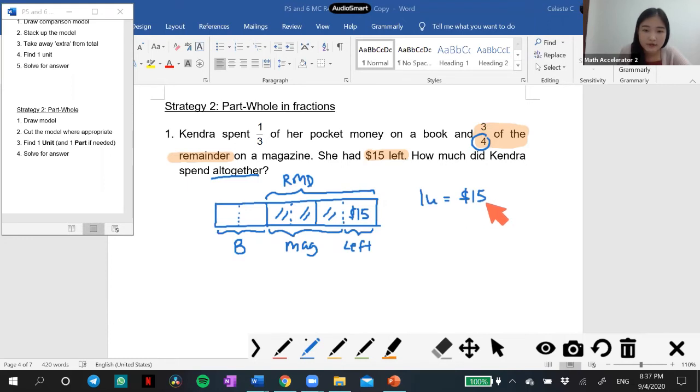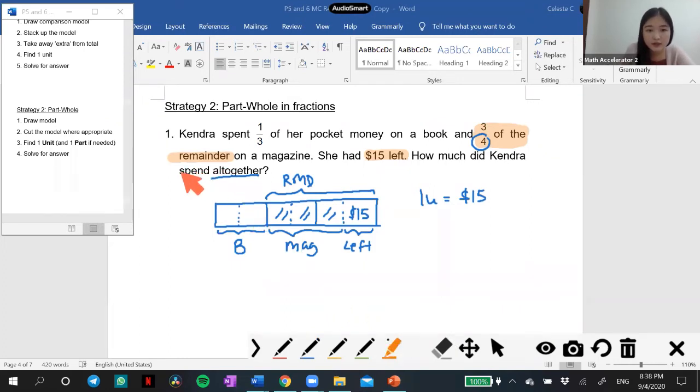Right, do I take 15 times all the units here, or do I take 15 times 1, 2, 3, 4, 5 units? 5 units or 6 units? Can you let me know in the chat? Okay, so some say 5, some say 6. Right, the answer is 5.